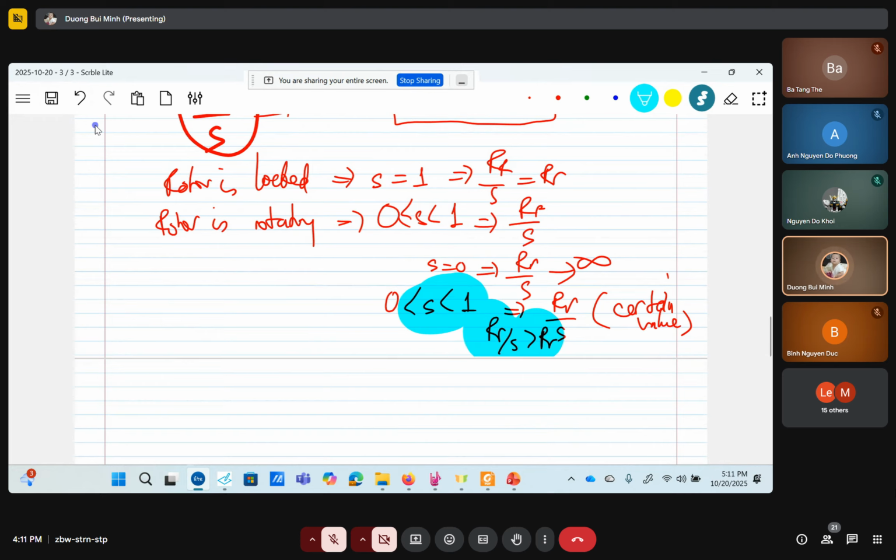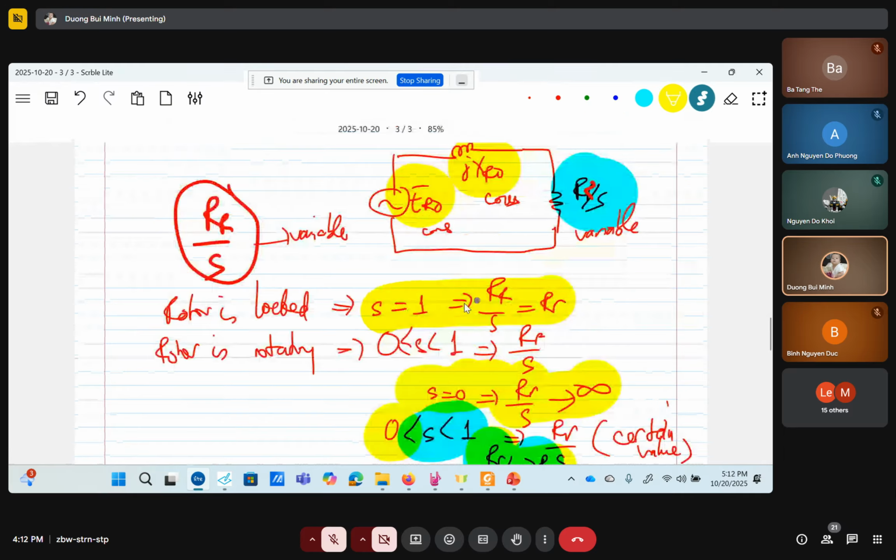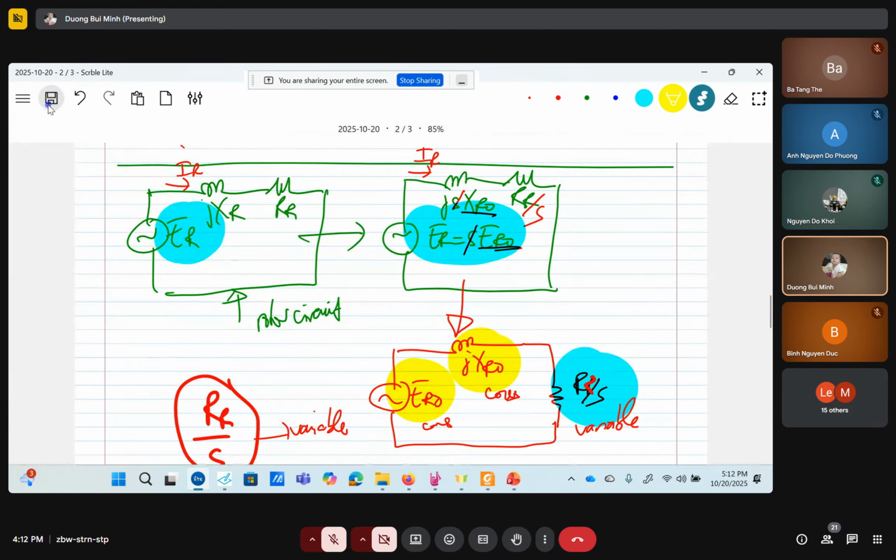So we have three cases. Here S is 1, so you get RR. If S is 0, RR over S is infinite. And if S is higher than 0 and less than 1, you get RR over S higher than RR. Okay, so this is the summary. Any questions?